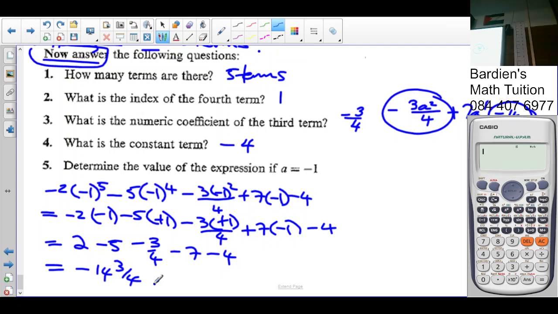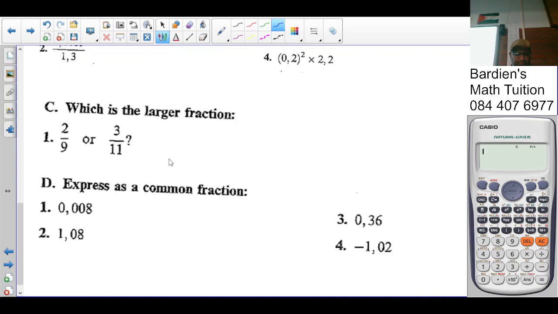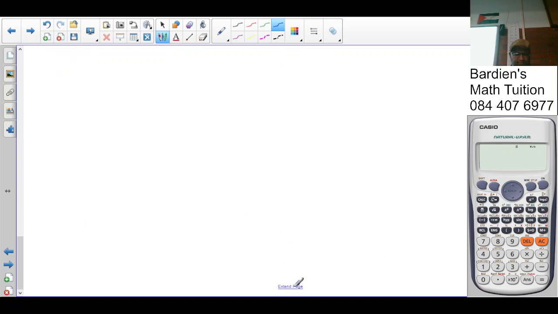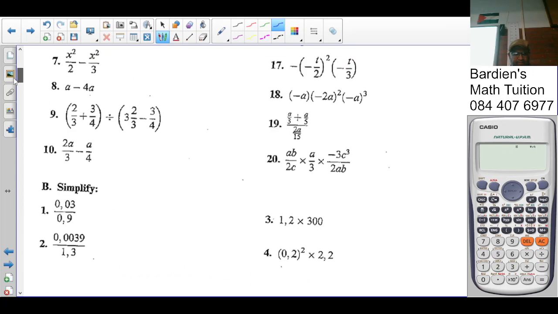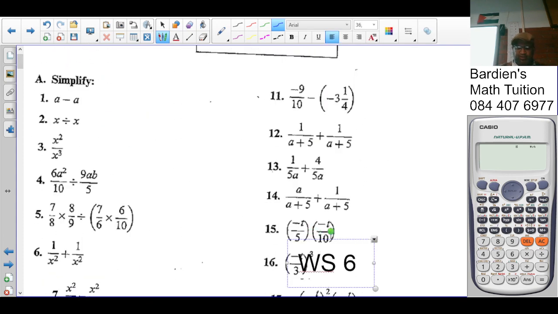Right. Then I gave you worksheet 6 to do, no? Right, let's look at worksheet 6 quickly. This is worksheet 6 and this is on page 91.